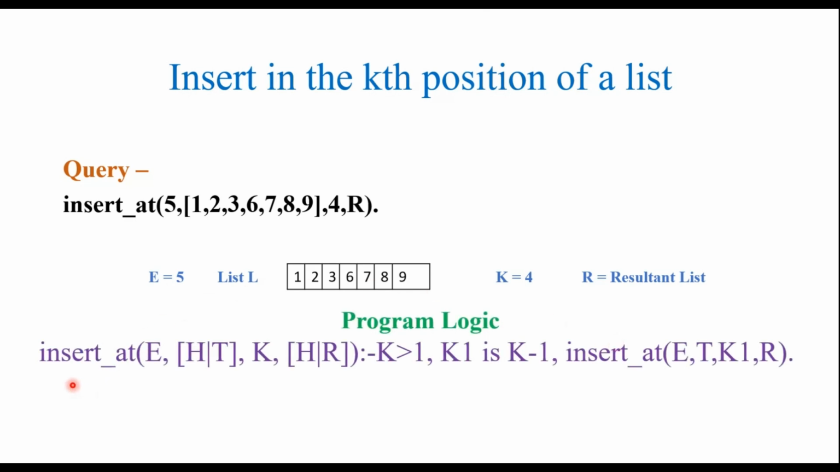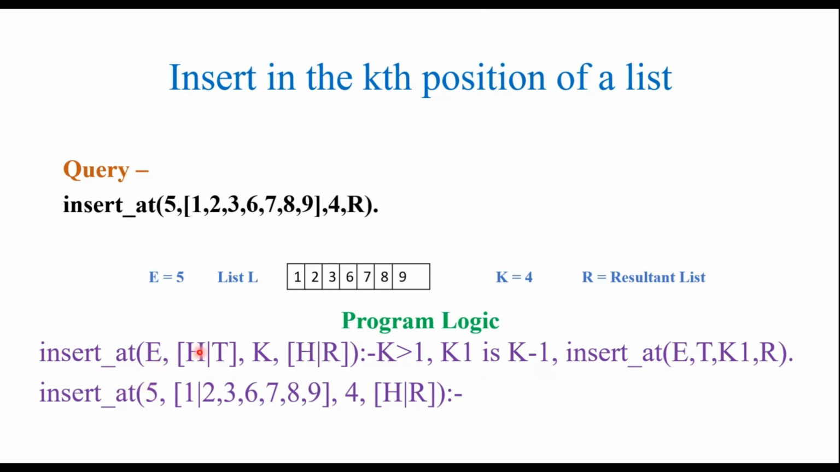In the next logic there is a rule where the value of K must be greater than 1. If it is satisfied, only then will this rule be executed. So let us see how it is executed. Replacing all the variables from the given query, E equals 5, and in the second parameter the list is split into two parts, that is head and tail. The head portion is 1, which is stored inside H, and the tail portion T becomes a list with the values 2, 3, 6, 7, 8, 9.